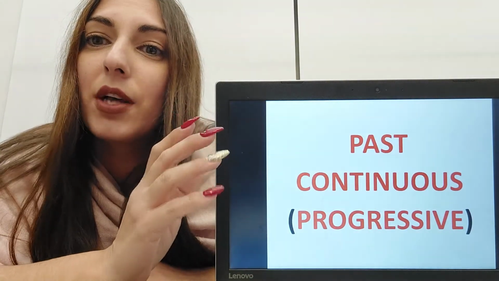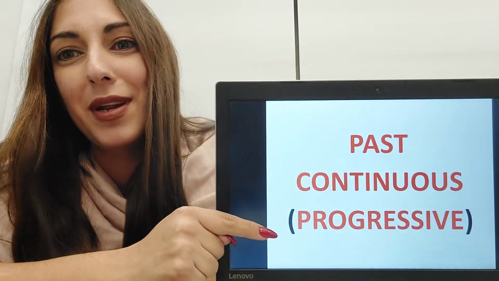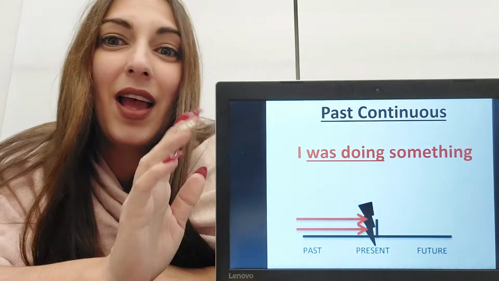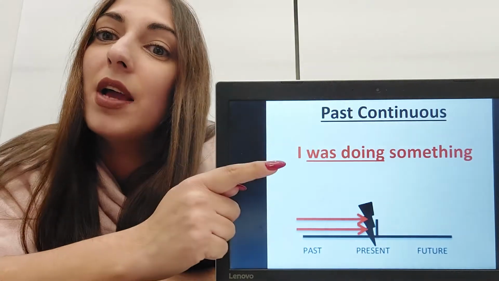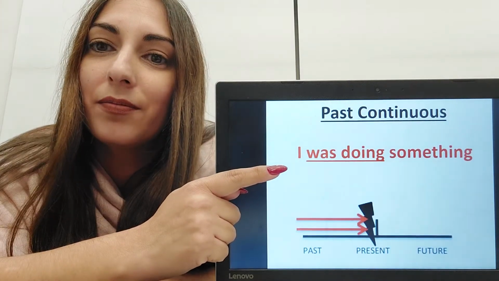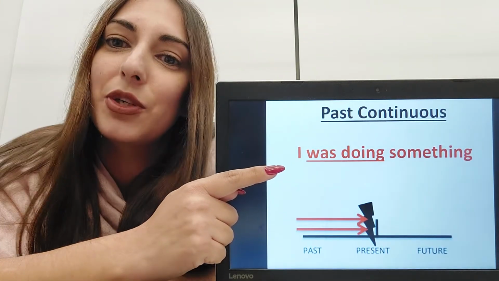Now we're going to talk about past continuous or past progressive if you know it in that way. Now, past progressive or past continuous is structured as I was doing something. You were doing something, I was doing something.